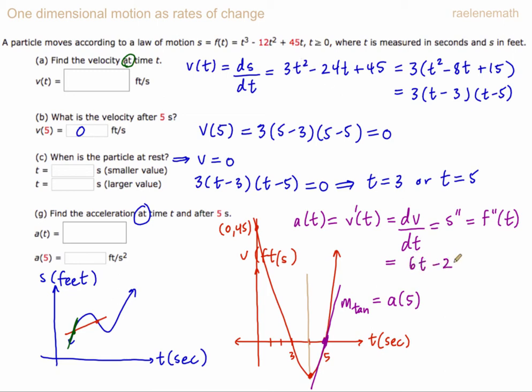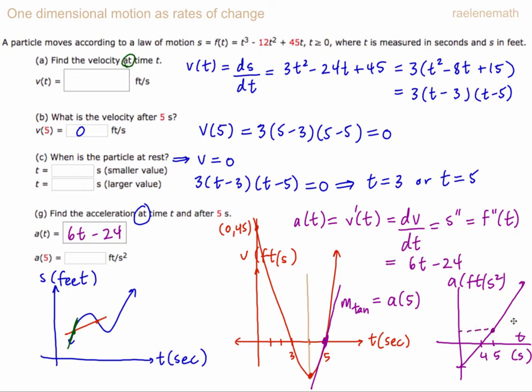So that's my function, a linear function, for acceleration, and I could graph that acceleration graph if I wanted to, with a negative 24 initial acceleration value, rise 6, run 1, and I will cross at t equal to 4 here on my acceleration, feet per second squared, versus time graph. And then to substitute 5 into the acceleration graph, I can plug in 5 directly and get a height of 6 times 5 is 30 minus 24 is 6, which is the same as saying the slope of this purple tangent line is 6 feet per second squared.